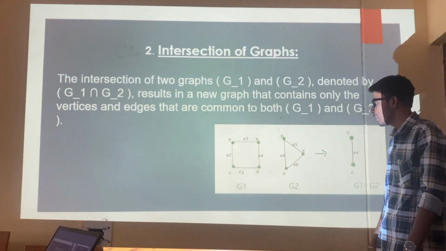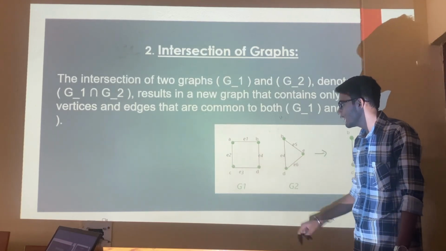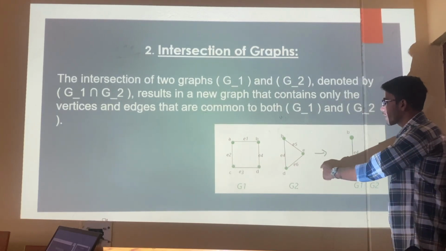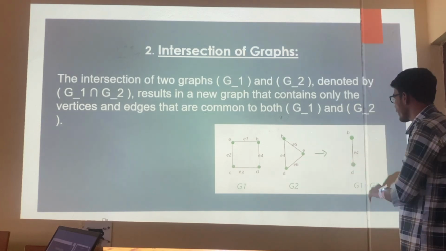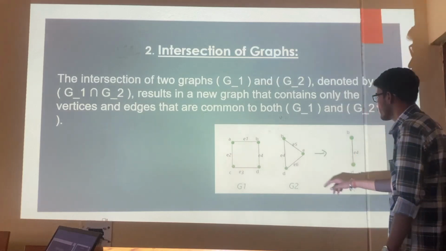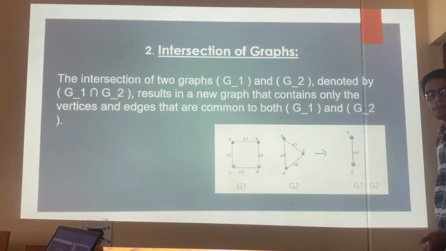Let's see an example. In this example, we have graph G1 which has vertices A, B, C, D and edges E1, E2, E3, E4. And the second graph has vertices B, D, E and edges E4, E5, E6. If we intersect them to form a new graph, we get only the common parts. In this we have the common edge only E4. Then we write this intersection as B, D, E4.